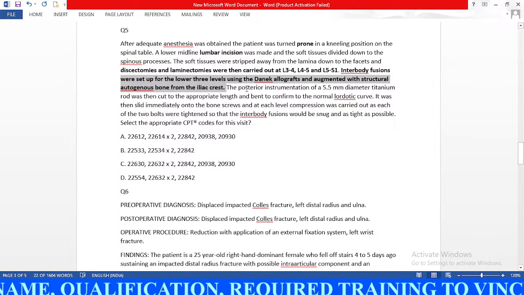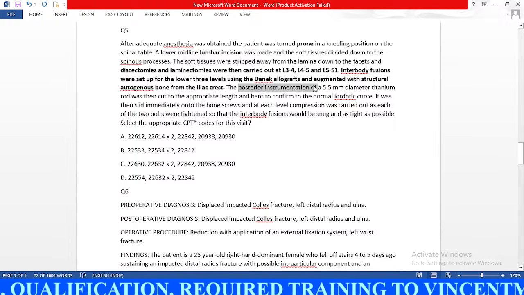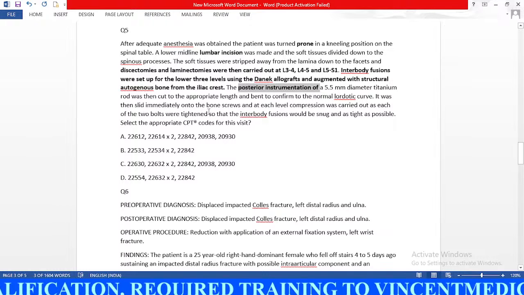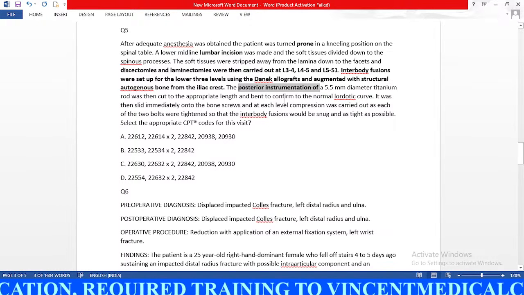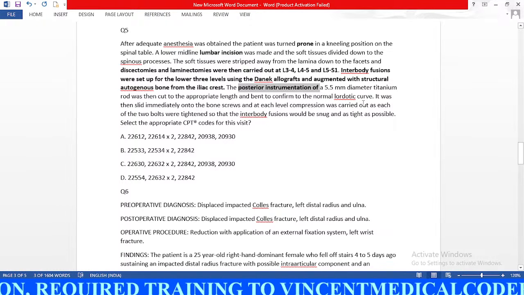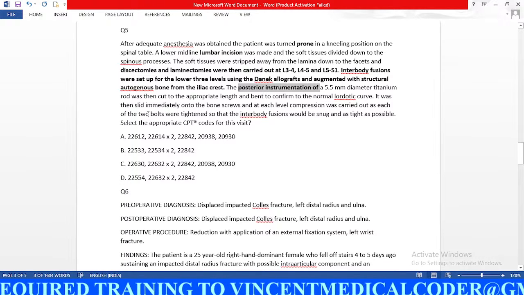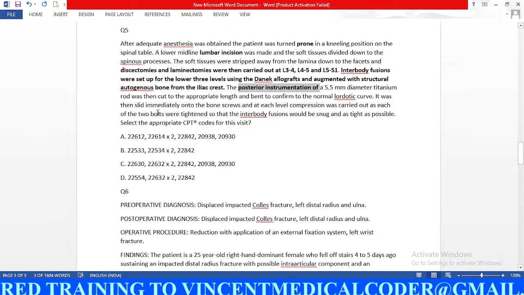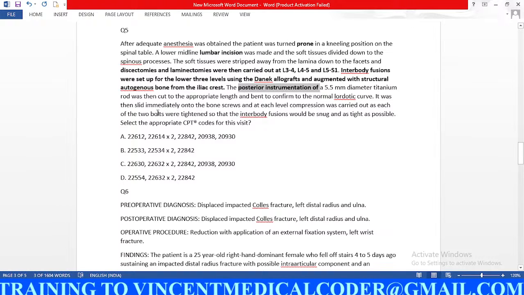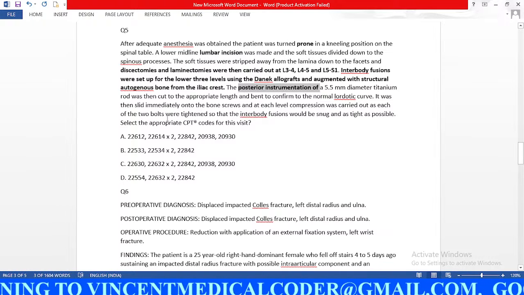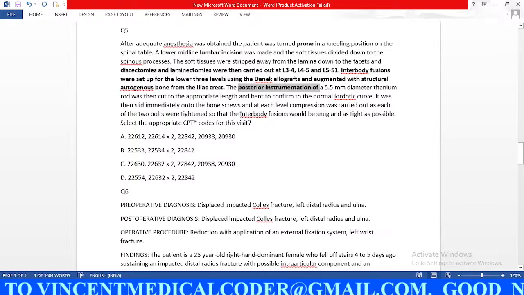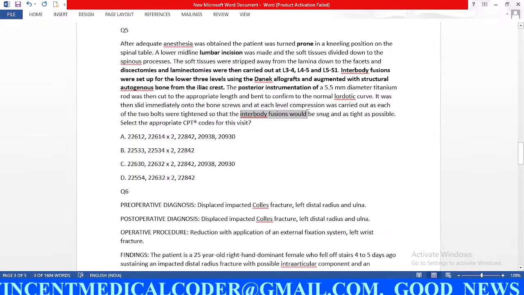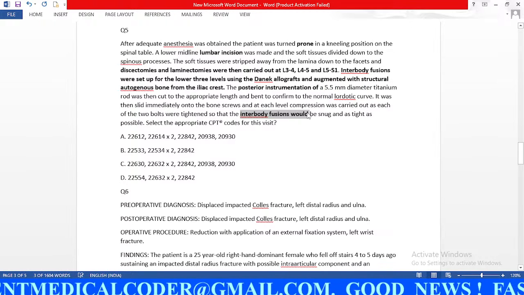The posterior instrumentation, this is also very important. A rod was then cut to the appropriate length and bent to conform to the normal lordotic curve. It was then slid onto the bone screws, and at each level compression was carried out as each of the two bolts were tightened so that the interbody fusions would be as snug and tight as possible.